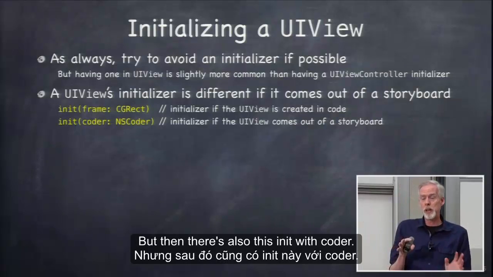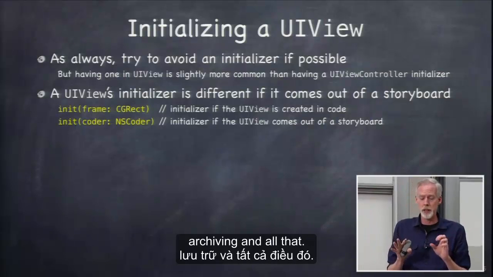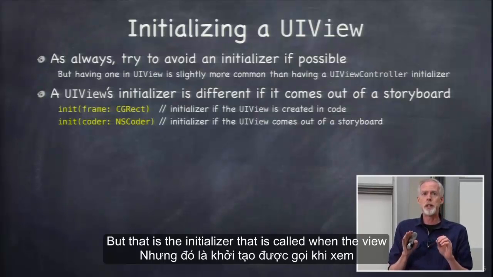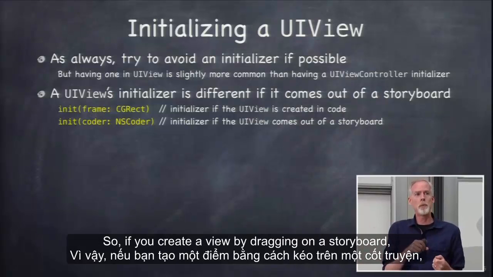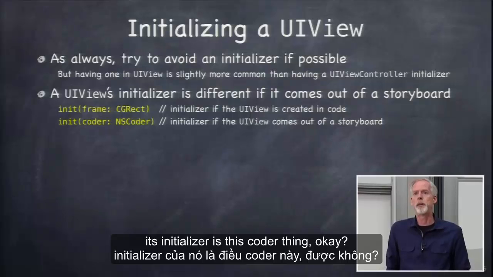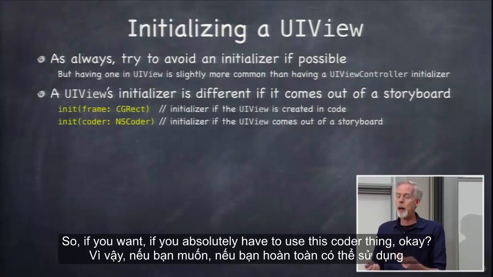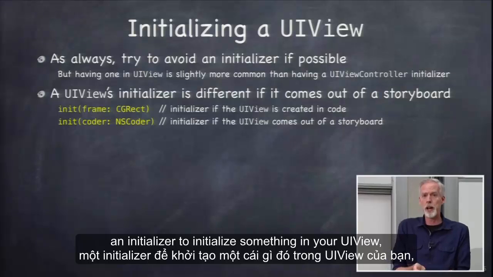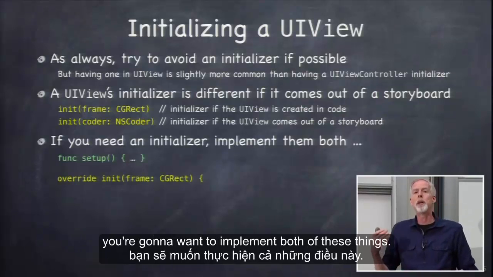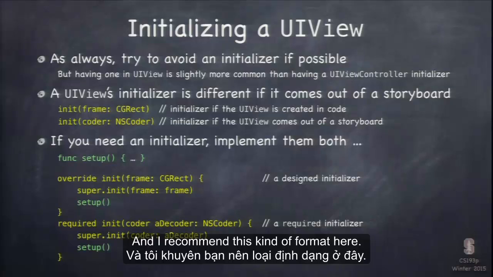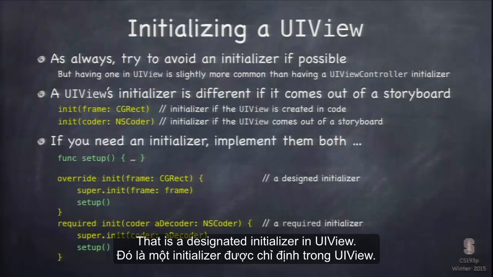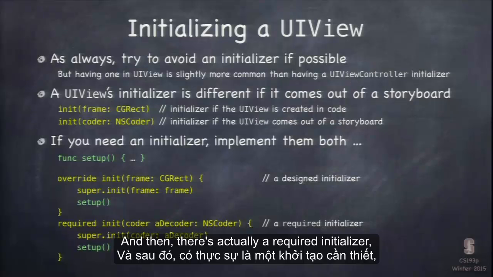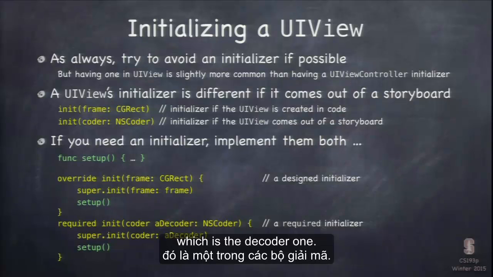But then there's also this init with coder, and I'm not going to talk about coders and archiving and all that, but that is the initializer that is called when the view comes out of a storyboard. So if you create a view by dragging it out in a storyboard, its initializer is this coder thing. So if you absolutely have to use an initializer to initialize something in your UIView, you're going to want to implement both of these. And I recommend this kind of format here, where you override init with frame there. That is a designated initializer in UIView. And then there's actually a required initializer, which is the decoder one.